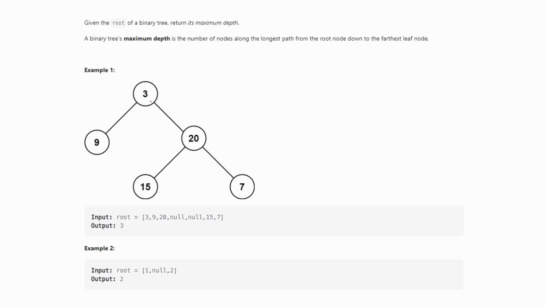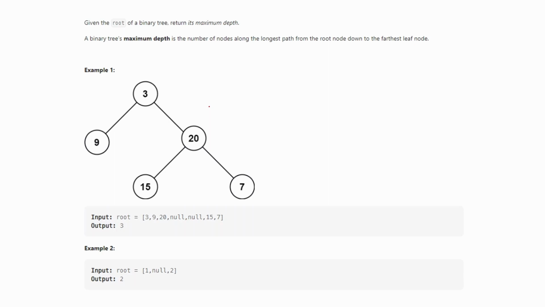So if we have a look at this tree, from 3, the root node, we can go to this node having value 9. So here we travel 2 nodes. Now if we choose the right side, from 3 we can go to 20 and then 15, or from 20 we can go to 7. In both cases we are traversing 3 nodes. So here the maximum traversing path is 3, 20, 15 or 3, 20, 7. So the maximum depth of this given binary tree is 3.